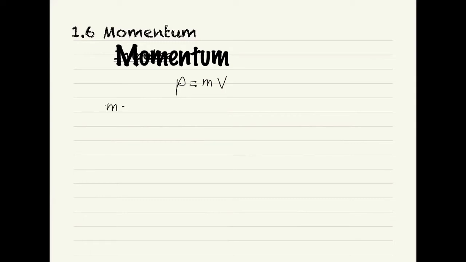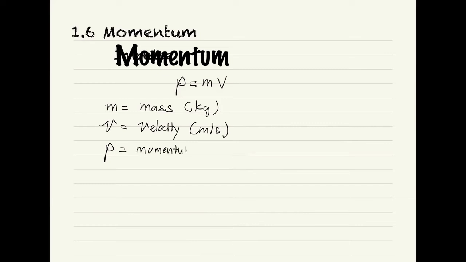Okay, let's see, the next one is for the momentum and impulse. So for the momentum, P equal to mv. M is mass, kg. V is velocity, meter per second. P is momentum, kg meter per second.